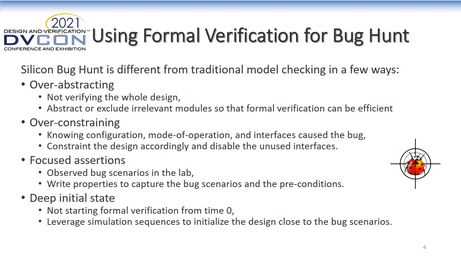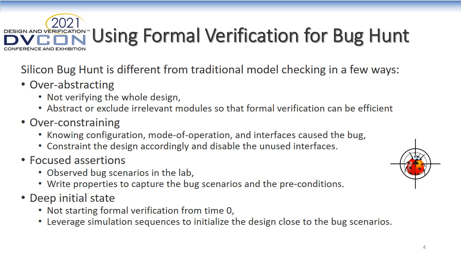Using formal verification for bug hunting can be slightly different from the traditional usage of formal verification. For example, we do not want formal verification to handle the whole design. It can be very, very big. So we want to over-abstract the design so that formal verification can focus on the modules or parts of the design that have the bugs. We can also over-constrain. Since we already know the configuration and the mode of operation, we can constrain the design and the interfaces so that formal verification will focus on that particular operation of the design.